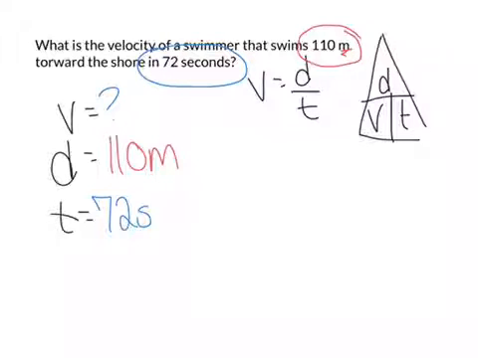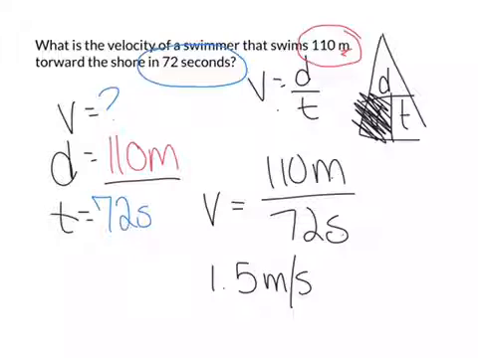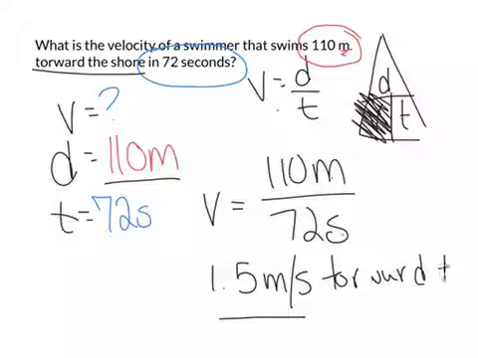I don't know the velocity, so I'll have to take either my triangle or my formula and just say velocity is equal to the distance divided by the time. And when I take 110 divided by 72, I get 1.5. When I take meters divided by seconds, I get meters per second. Velocity measures the speed, and it also measures the direction. So for this 1.5 meters per second, I also have to say which direction it's going. The problem tells me that it's towards the shore.